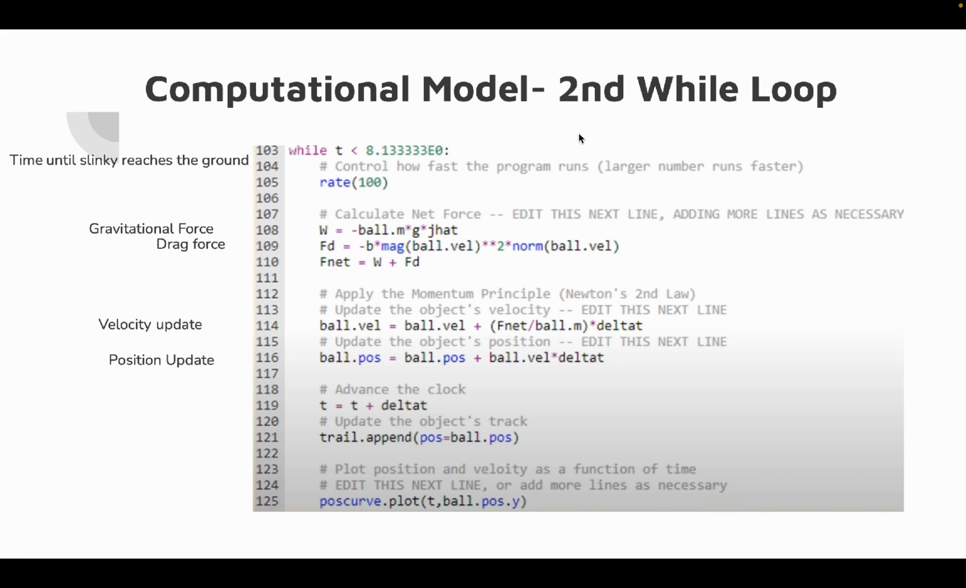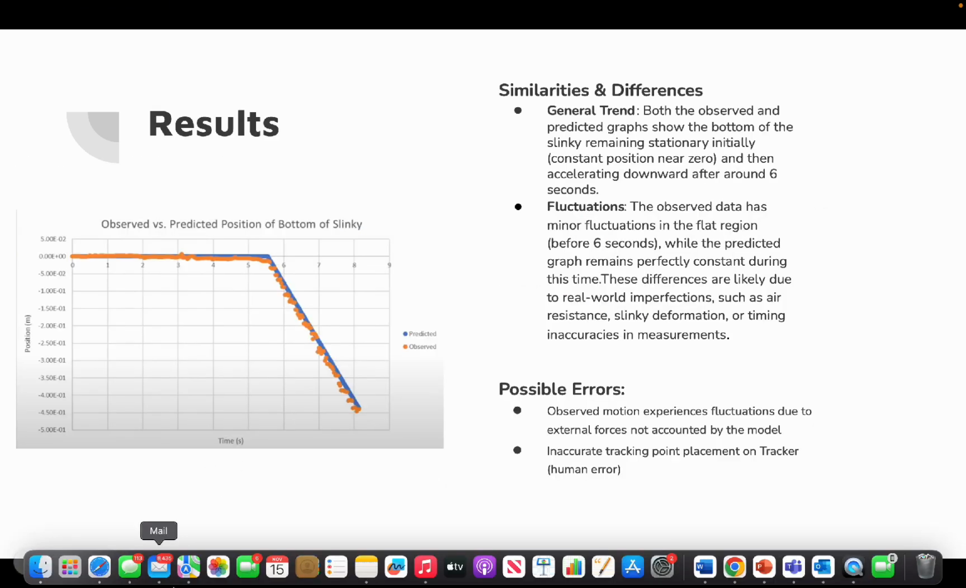So then for the second while loop, we have the time until the slinky reaches the ground, which is 8.13 seconds. And then to calculate the net force, we use the gravitational force, which is seen in line 108, as well as the drag force, which is in line 109. And once again, we're also going to use the velocity update formula as well as the position update formula.